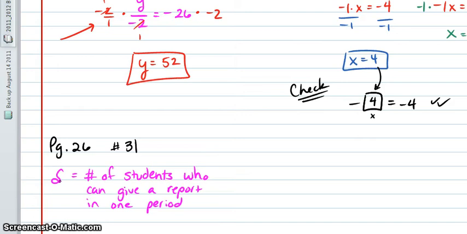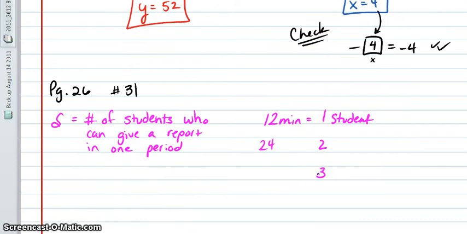So I know that each student needs 12 minutes. So let's just think through this. So 12 minutes equals one student. So what if I had 2 students go? How long would that take? Well, that would be 12 plus 12, which is 24. What if I have 3 students who want to go? Well, I'd add on another 12 minutes to that, and I get 36 minutes. So the question is, what's happening here? What's that pattern? Well, I'm multiplying.